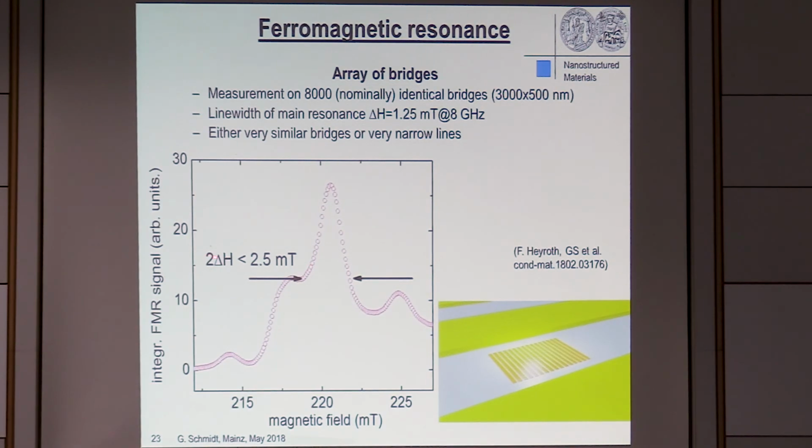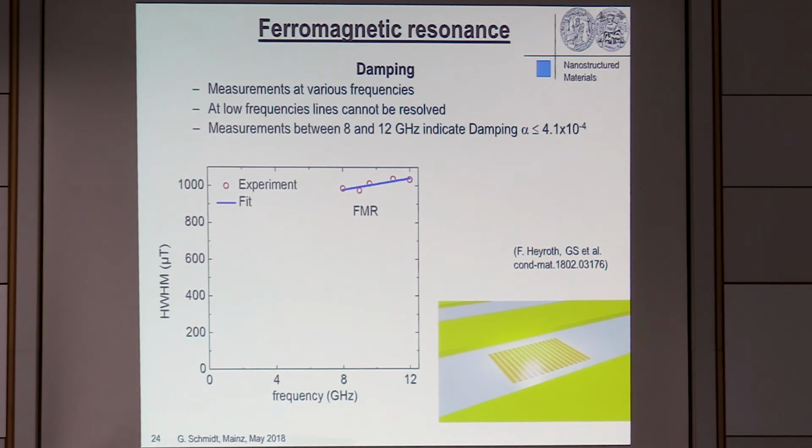Anyway, we did some ferromagnetic resonance measurement, and we find that at 8 gigahertz, we have a line width, so this is 2 delta H, 2.5 millitesla, so 1.2 millitesla, 12 Oersted. Some people may call this reasonable material. We have much better material for large areas, but still, this is on 8,000 bridges, and so if you then have 12 Oersted, this means that either the lines are very small, or the bridges are very uniform. Otherwise, you would expect a much bigger line width.